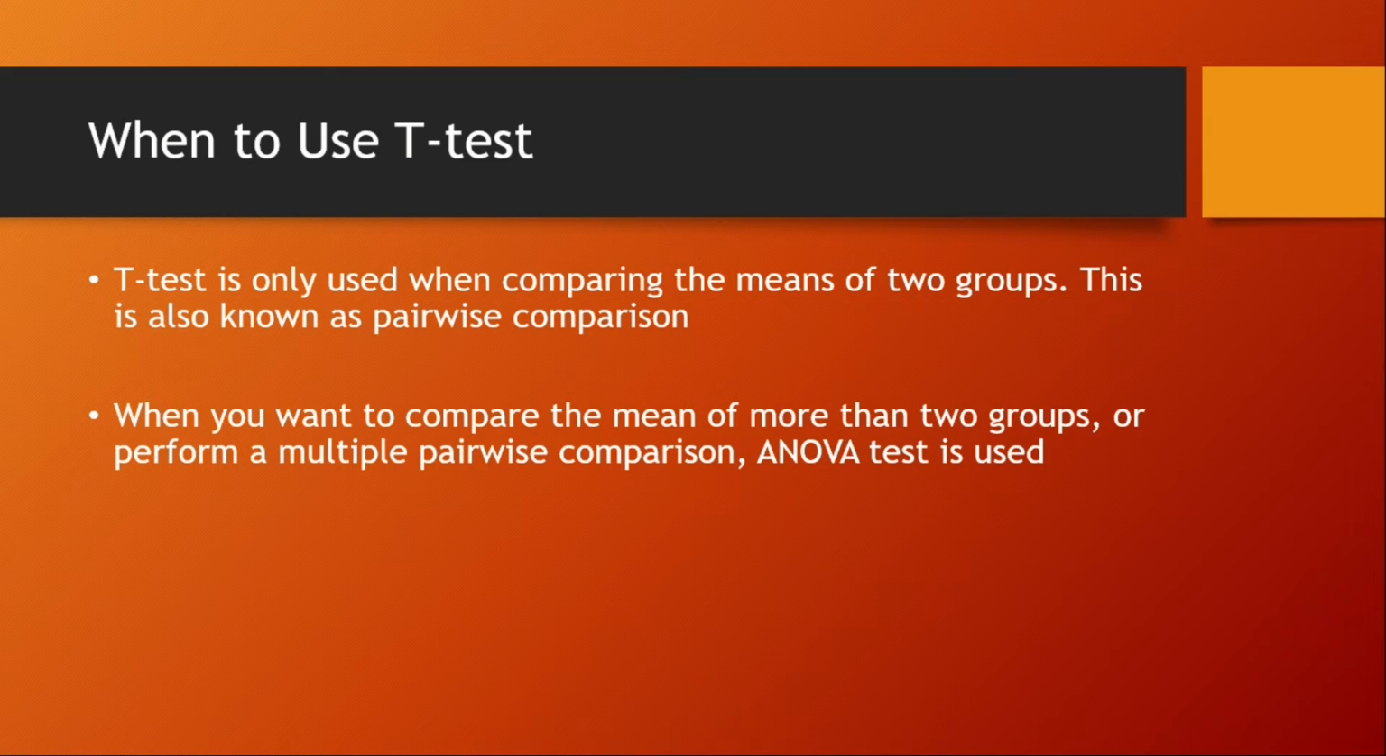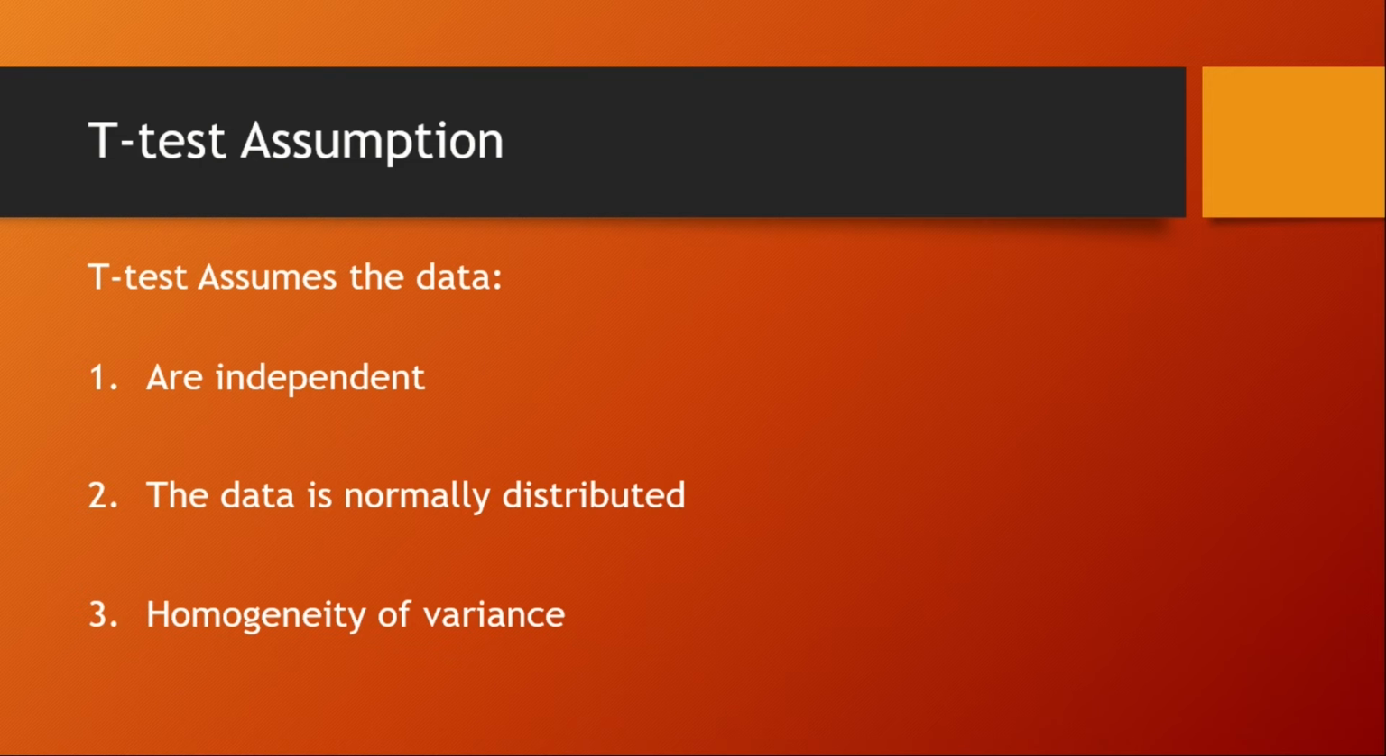So when to use t-test? T-test is only used when comparing the mean of two groups. This is also known as pairwise comparison. It is more important to know if you are comparing more than two groups. If you want to compare the mean of more than two groups, you normally use ANOVA test. So note that t-test is for only two groups; with ANOVA you can compare more than two groups. So we use t-test if we want to compare the mean of two groups only. More than two, we use ANOVA.